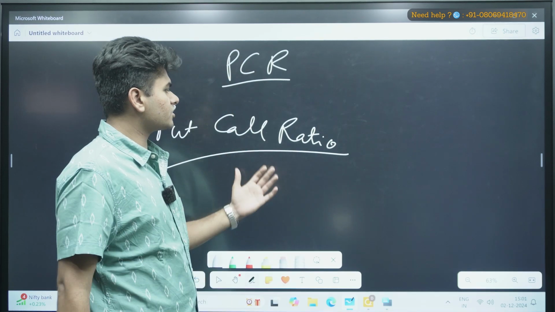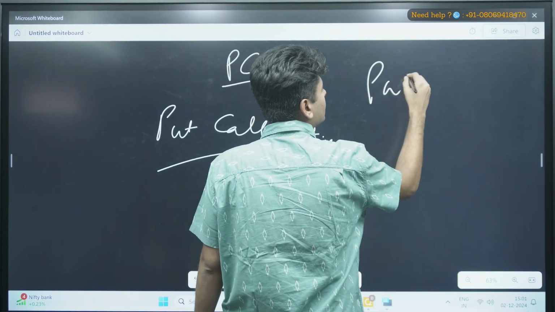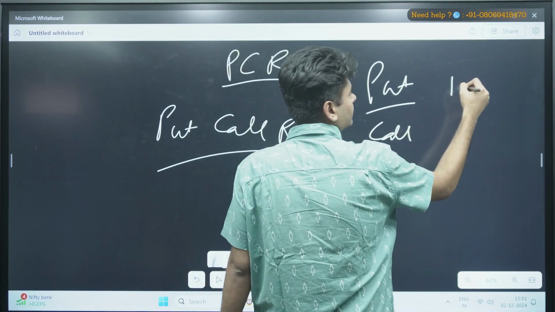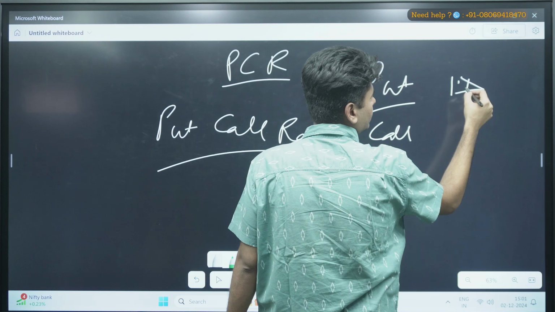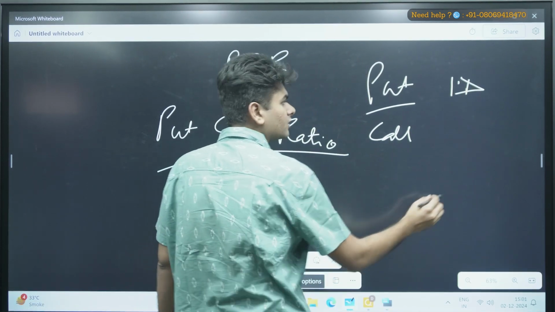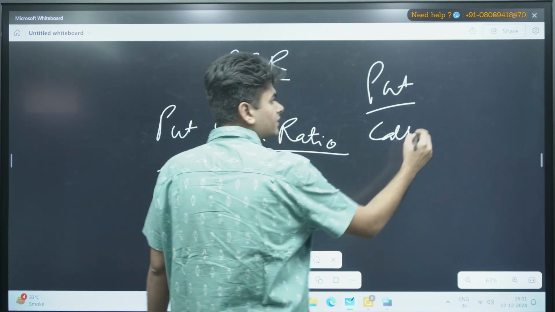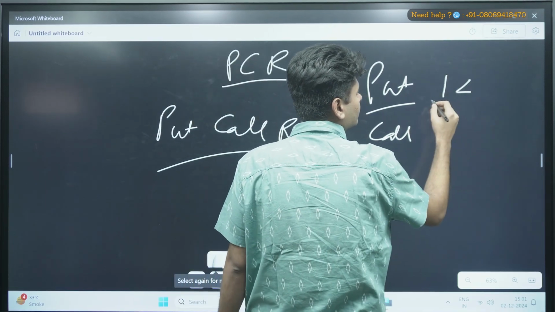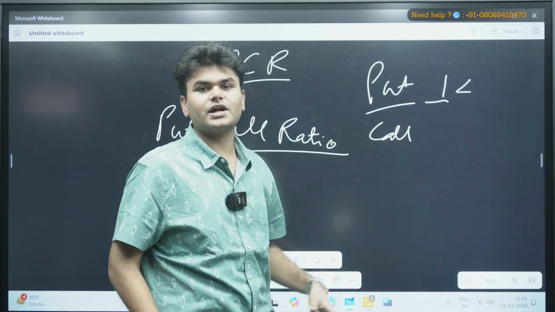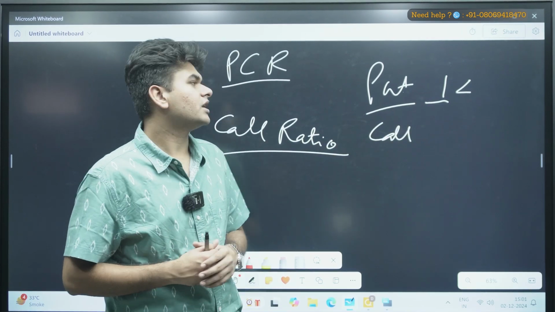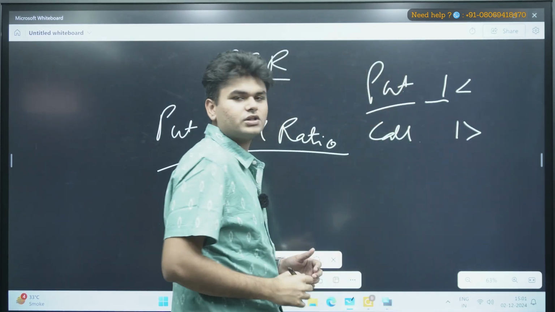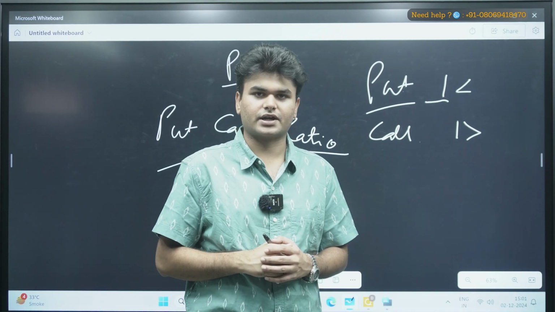Now the put call ratio, as the name suggests, is put upon call. So whenever it is above 1, that means the puts are more. Whenever the put call ratio value is above 1, that means we are seeing more of put values. Similarly, whenever it is below 1, that means we are seeing calls are more. So call sellers are more active there.